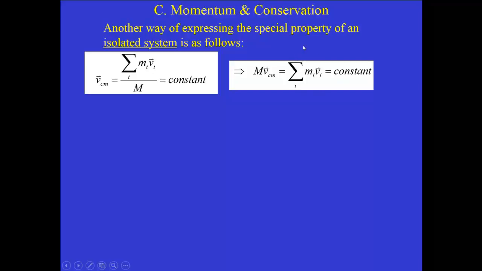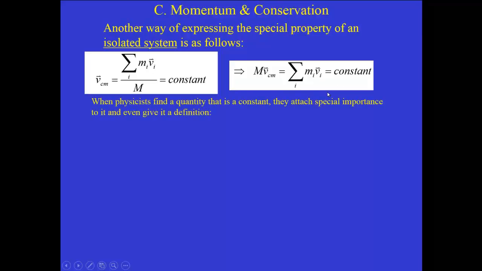And that's a very interesting fact. We have something which, if we sum it up over all the particles in the system, it remains constant. And when physicists find something like that, something that's constant, they get excited and they attach special importance to it. And in this case, we even give it its own definition. So mass times velocity, where velocity is a vector for an object, we define that to be p. P is a vector, and we call this the momentum, or more accurately, the linear momentum of the system.